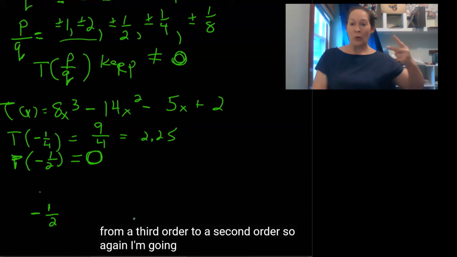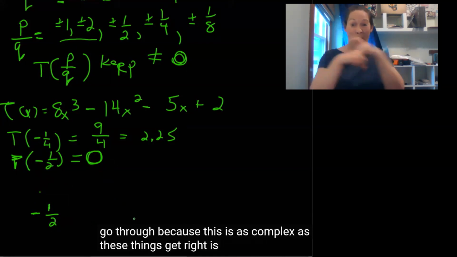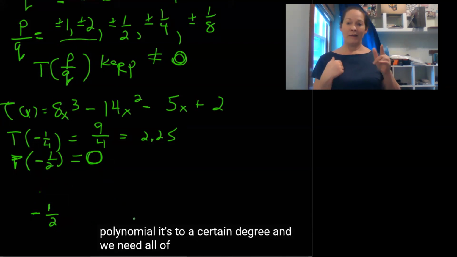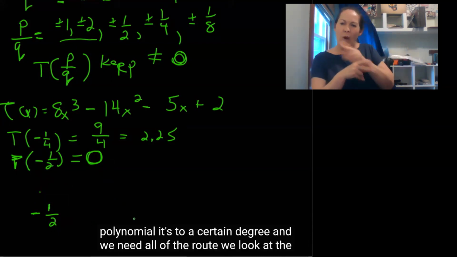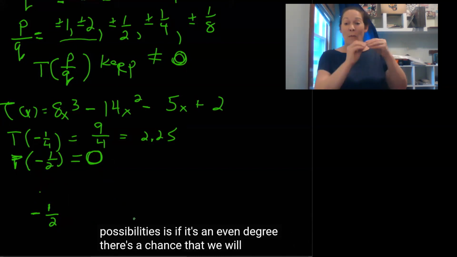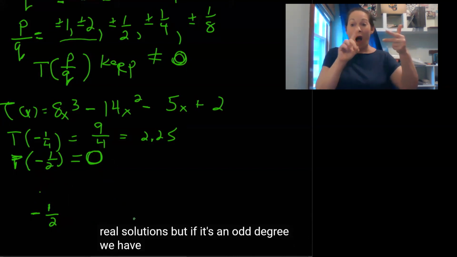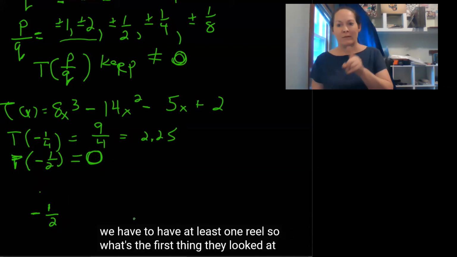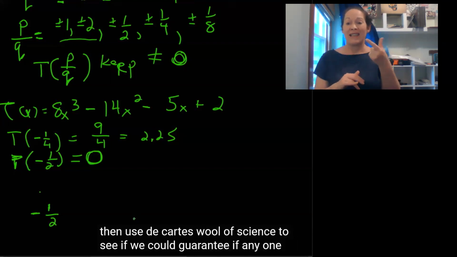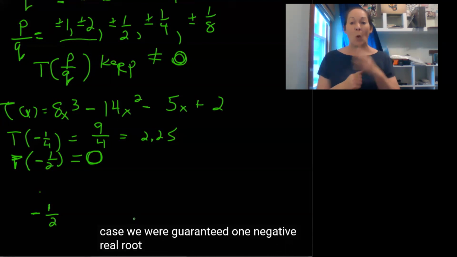So, again, I'm going to keep recapping as we go through, because this is as complex as these things get, right? We have a polynomial, it's to a certain degree, and we need all of the roots. We look at the degree, and it's going to tell us what our possibilities are. If it's an even degree, there is a chance that we will have no real solutions. But if it's an odd degree, we have to have at least one real. So that was the first thing we looked at. We then used Descartes' rule of signs to see if we could guarantee if any one of them was a positive or a negative. And in this case, we were guaranteed one negative real root, one and only one.